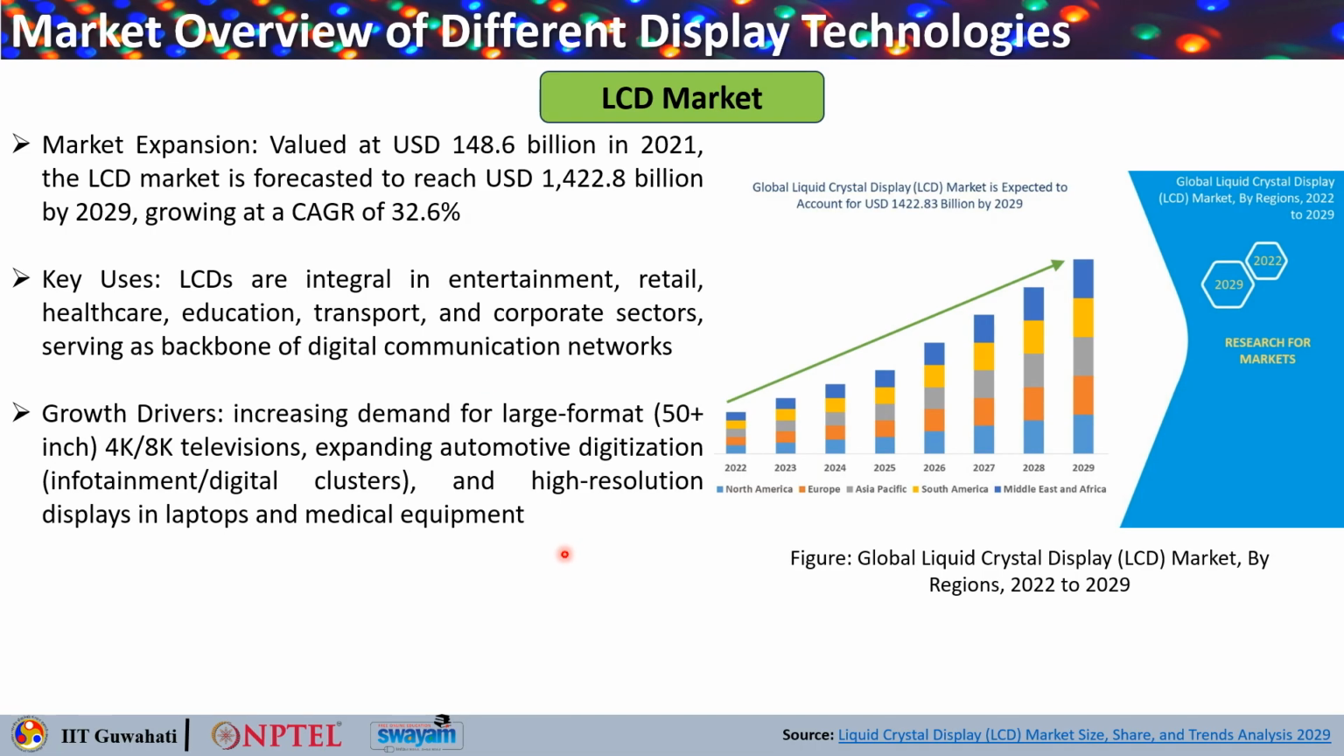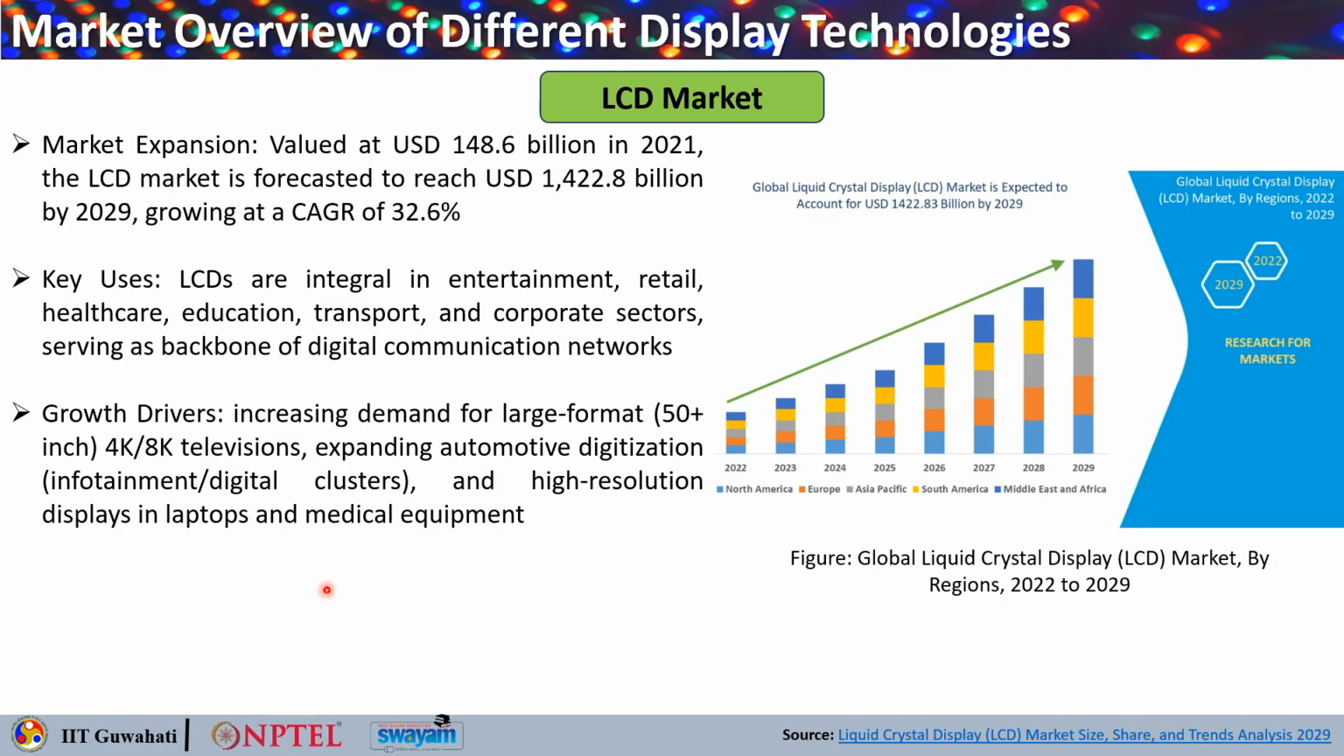So what are the growth drivers? You see that there is an increasing demand for larger formats. People want to go for a bigger television or bigger display. So 50 plus inch, that is the kind of requirement every household now comes up with to watch a cricket match or to watch any kind of movies. They want a very large screen.